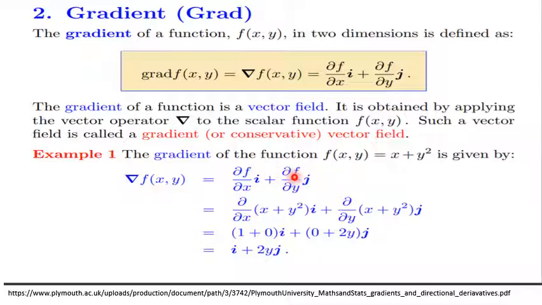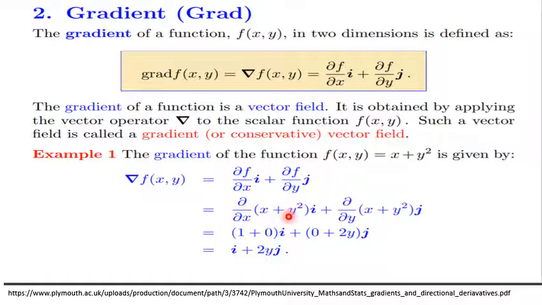Now how do we solve numerical problems of the gradient? Suppose a function is given and you have to find the gradient of that function. What to do? Just apply the delta operator on that function, and we know that delta is d upon dx i plus d upon dy j. So you just multiply it. At the place of the function, the given value is x plus y square, so you have to substitute that.